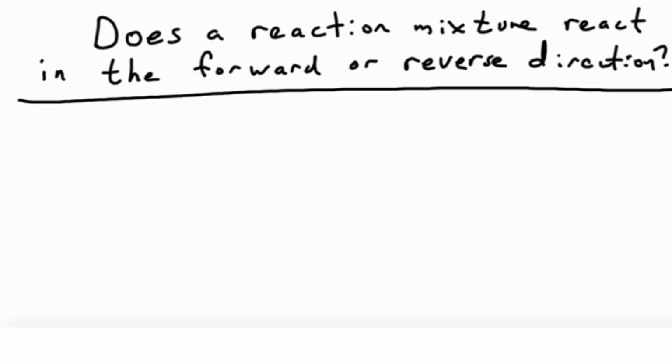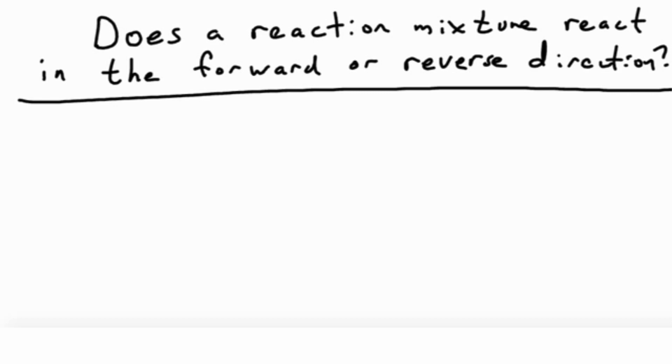Occasionally you have a reaction mixture and you want to know if the reaction mixture is going to proceed in the forward direction for the reaction of interest or in the backwards direction. There's two different ways to do this using two different formalisms, one based on delta G and one based on K and Q. Let's look at the method based on delta G.